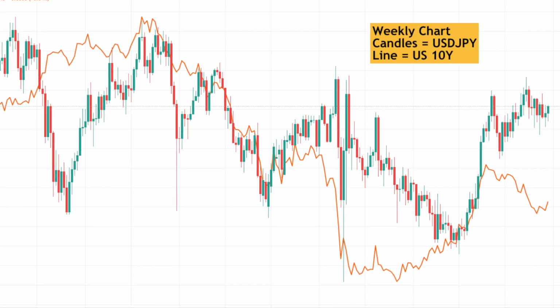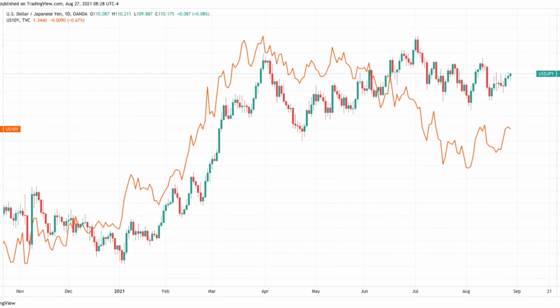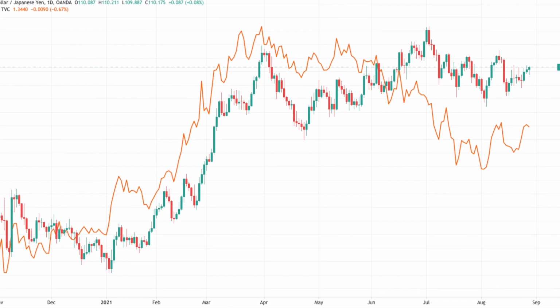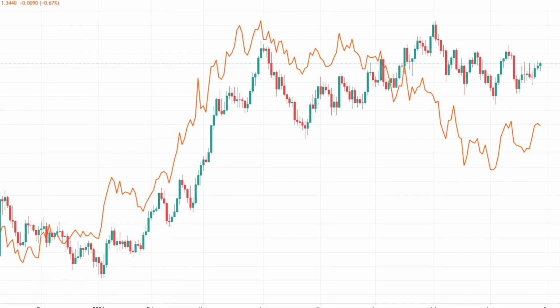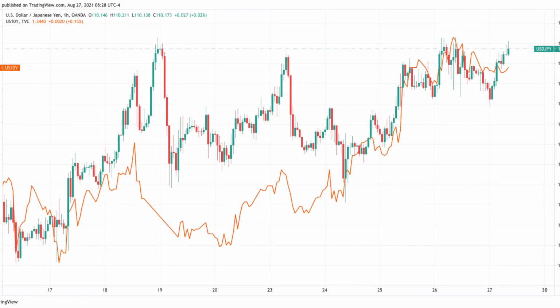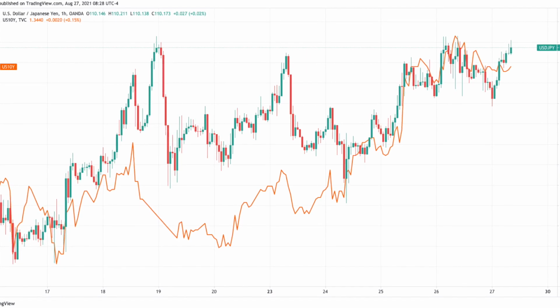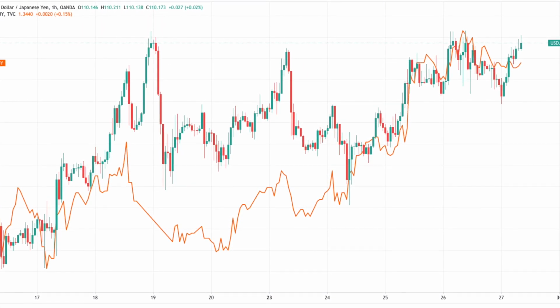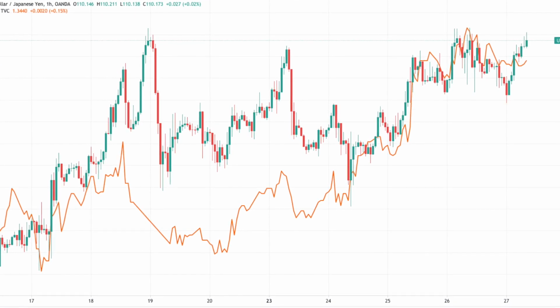You see the same relationship in this daily chart. So on a weekly basis, we had a strong correlation. On a daily basis, you also see this very strong correlation. And guess what? That correlation can also be seen in this hourly chart. So the principle works on short-term charts as well as long-term charts.